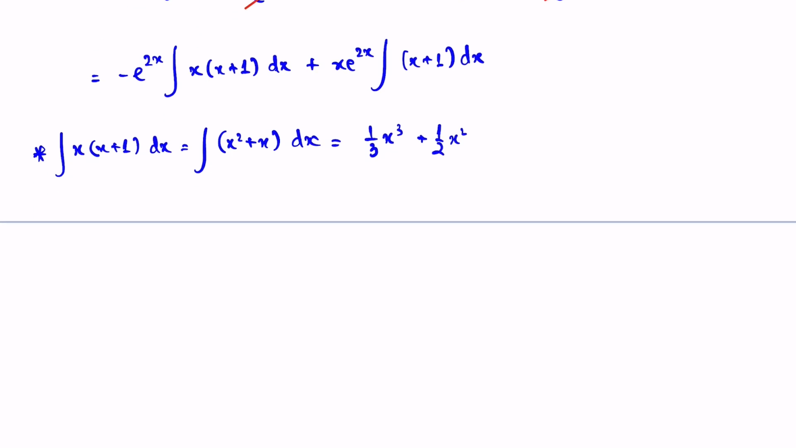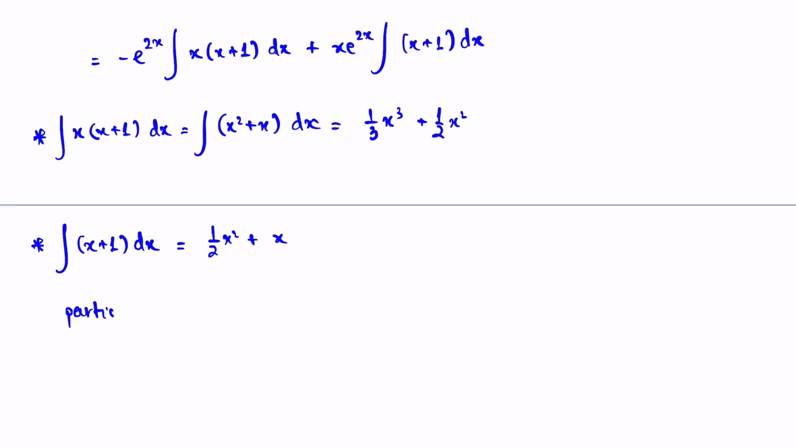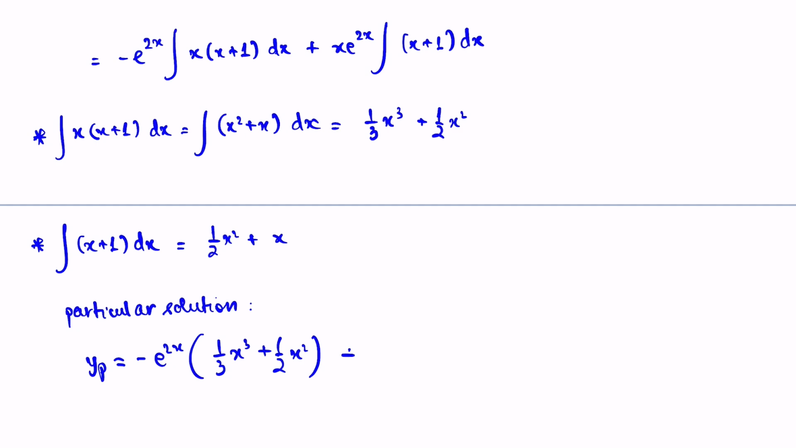Now for the second integral, you get the integral of x plus 1 dx. So this gives me 1/2 x squared plus x, so there's no plus c in this case either. So the particular solution is, you have y sub p equal to negative e to the 2x times 1/3 x cubed plus 1/2 x squared plus x times e to the 2x times 1/2 x squared plus x.